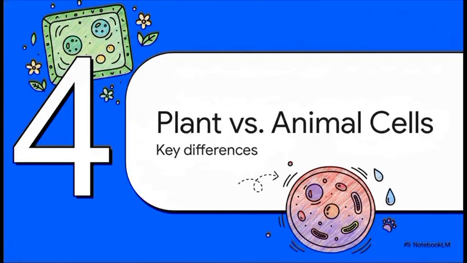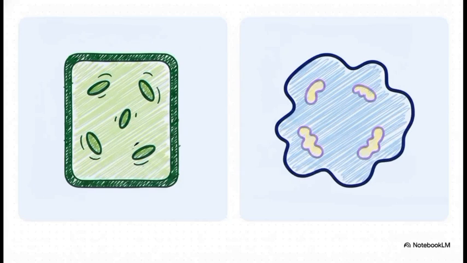Which brings us to Section 4, plant versus animal cells. Let's look at the key differences. So let's build on what we just learned. We already know about the cell wall, right? Plant cells have it, animal cells don't. But there is a bit more to it. Plant cells also have chloroplasts, which are awesome because they help them make food directly from sunlight.